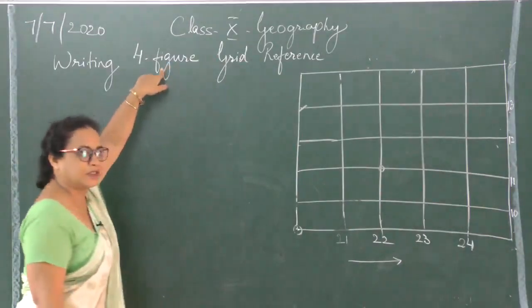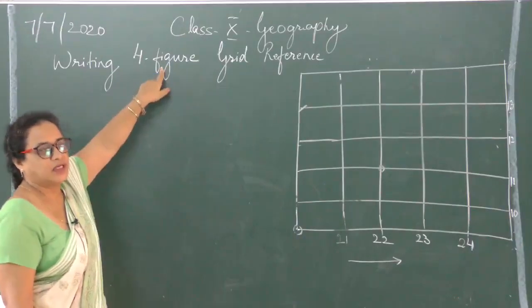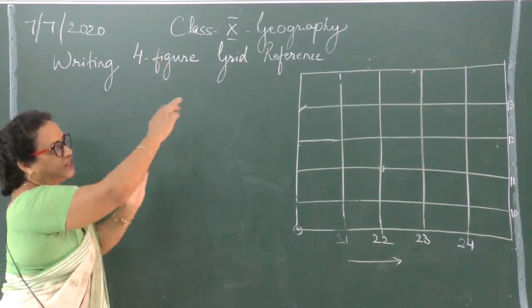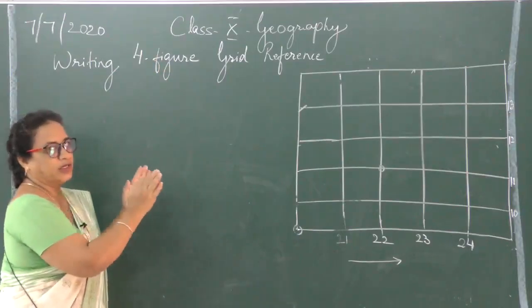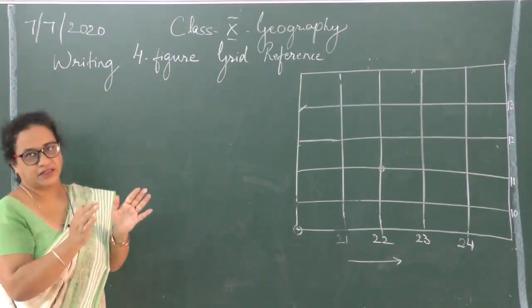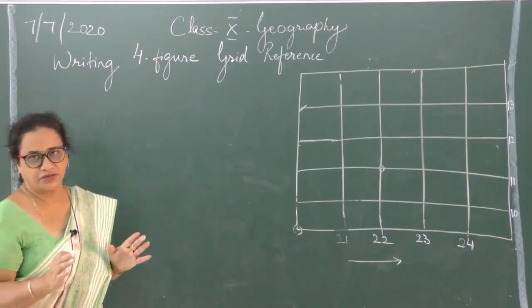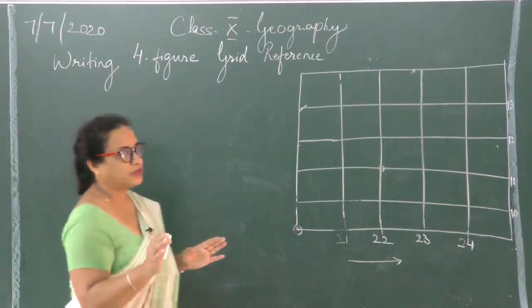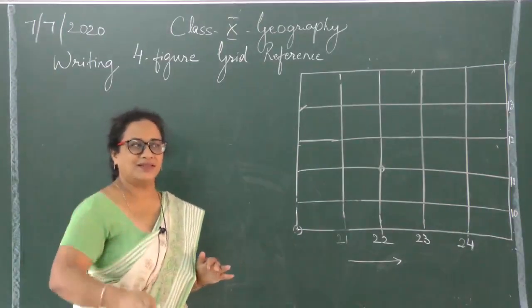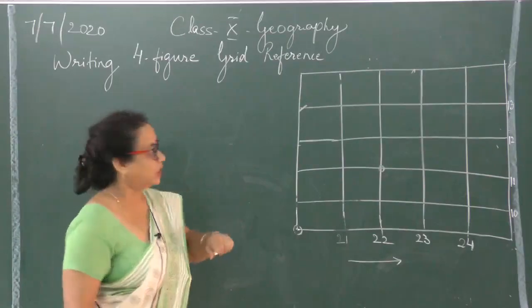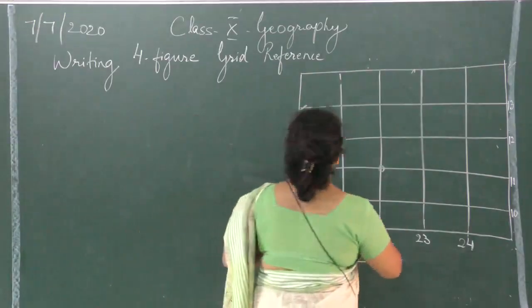Now, what is the purpose of the 4-figure grid reference? The 4 figures will indicate which part of this area a particular landmark is. It can be a man-made feature, it can be a natural feature. Now, I will use some symbols so that you learn the symbols also. I will be doing the heights with you. Okay, so we take the heights.